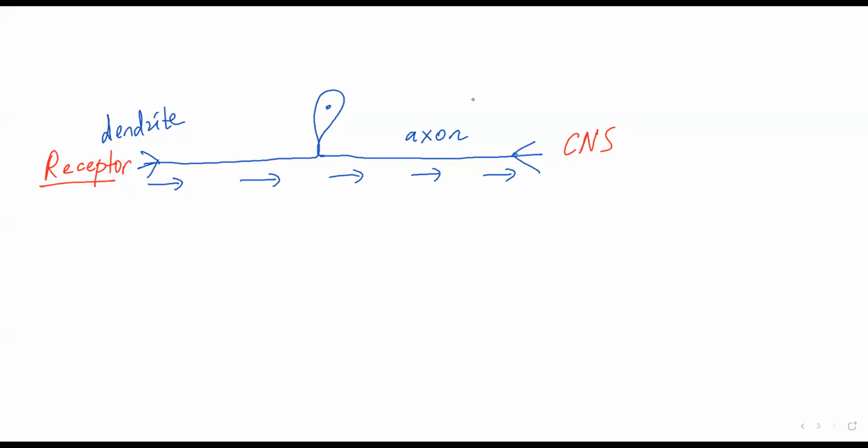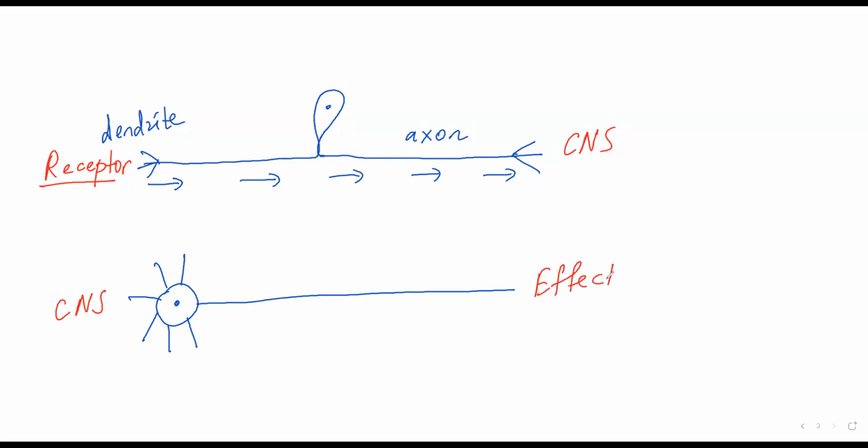Now I will draw the motor neuron. Actually, the motor neuron is a typical neuron. What we generally draw when we talk about the neuron is the motor neuron, like this one. These are again dendrites, receiving impulse from the CNS and sending it to an effector organ, as we said, such as a muscle or gland. So the movement is from dendrite to axon, like this.